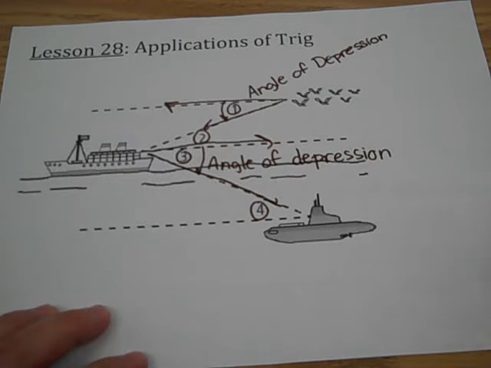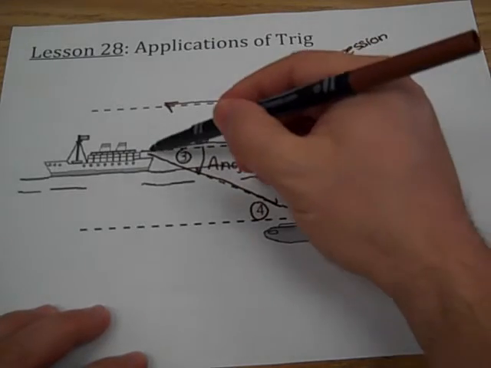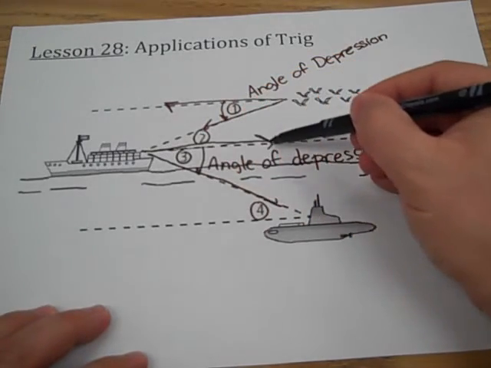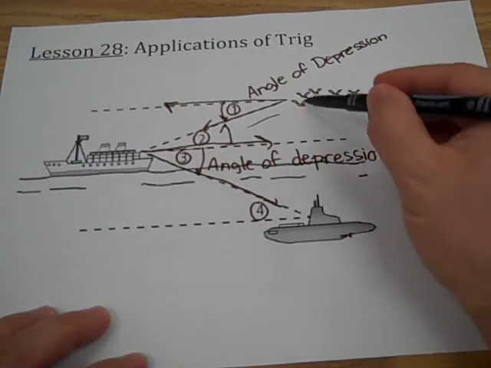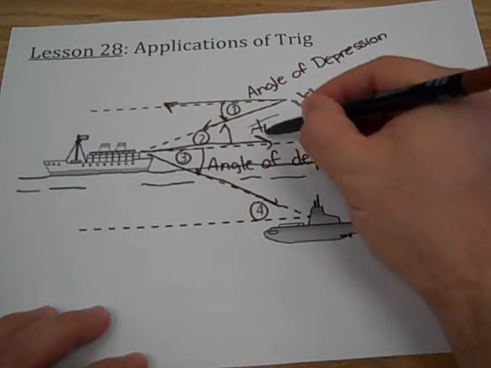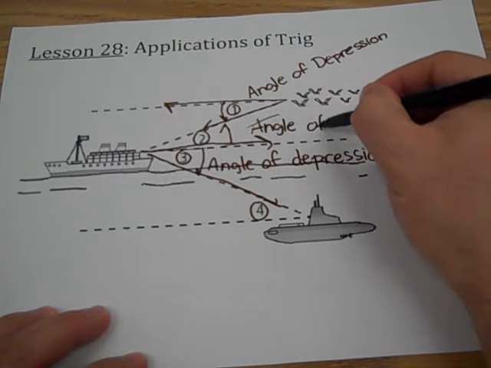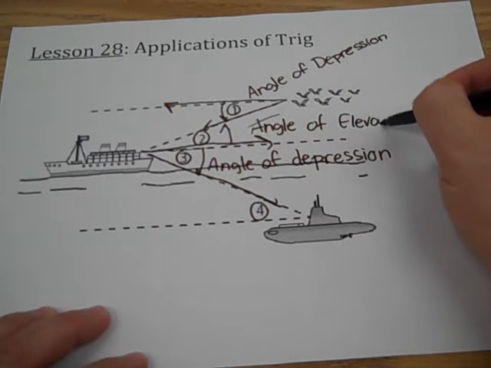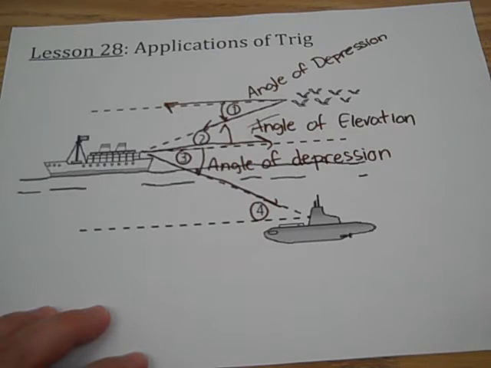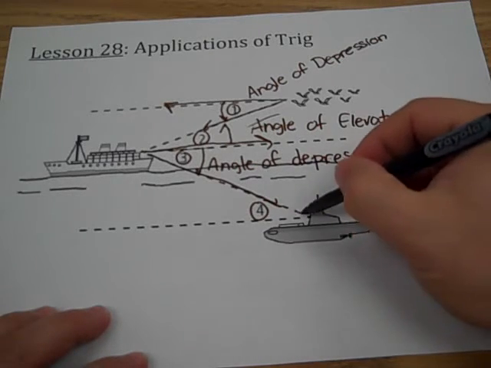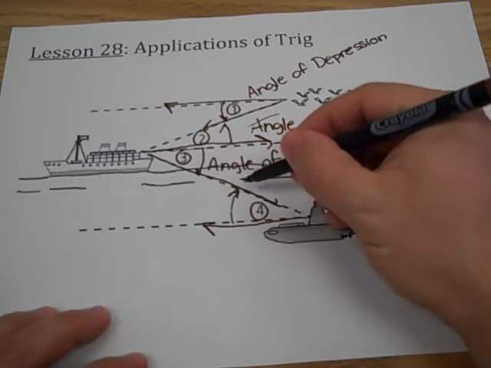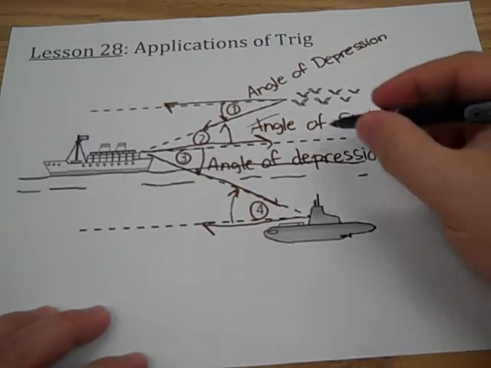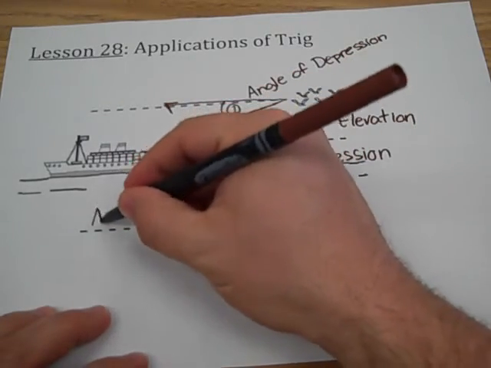The other two angles are called angles of elevation. So again, if I'm standing on the ship and I look out and then I look up this time, I elevate my eyes to look at the birds. That's an angle of elevation. Similarly, if somebody's in the submarine and they're looking straight and then they move their eyes up to look out of the water, that's another angle of elevation.